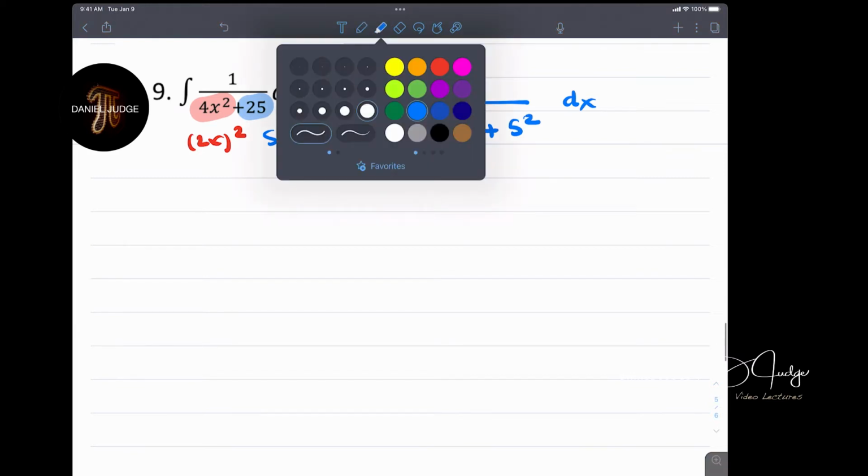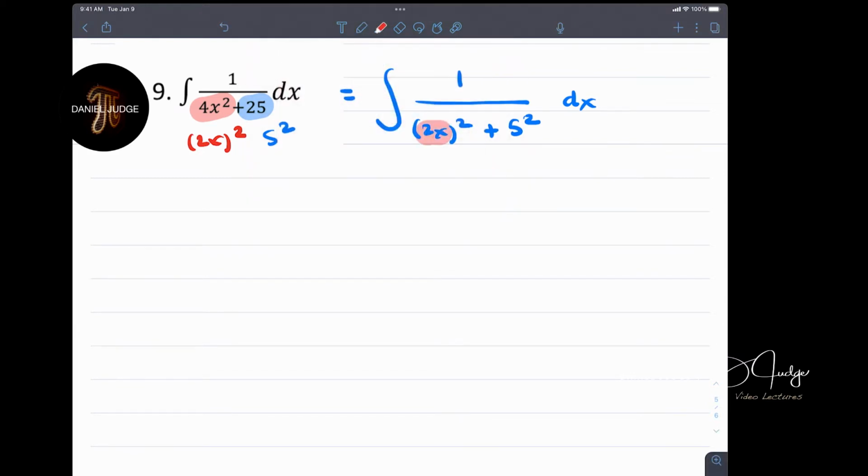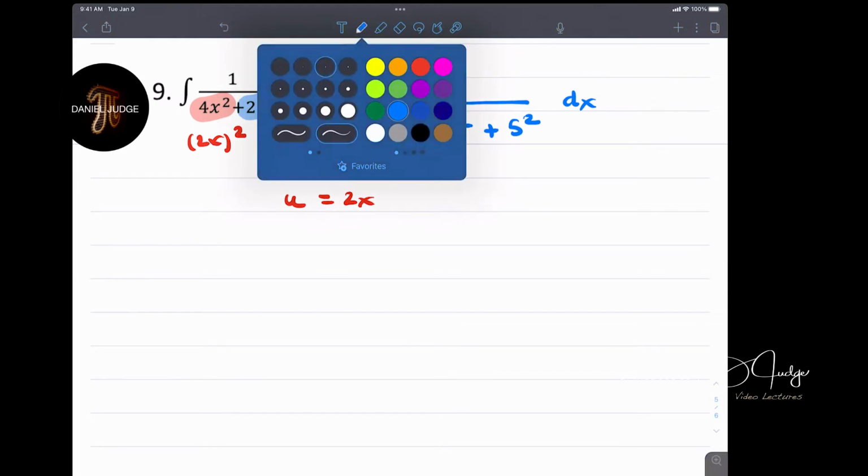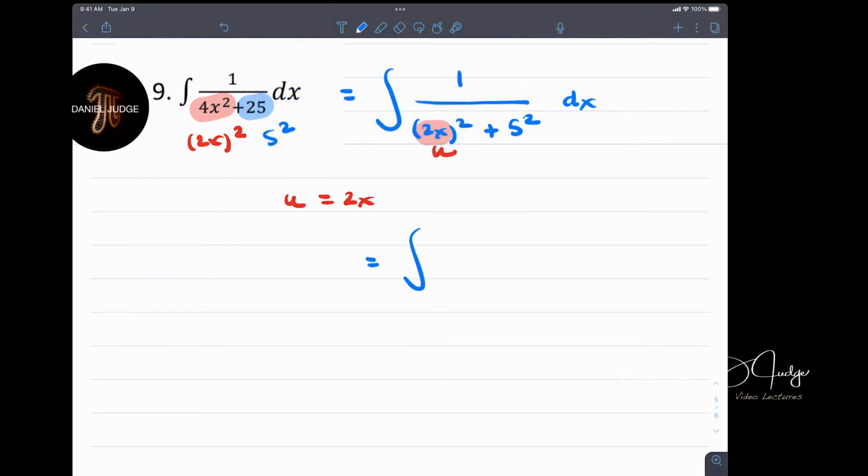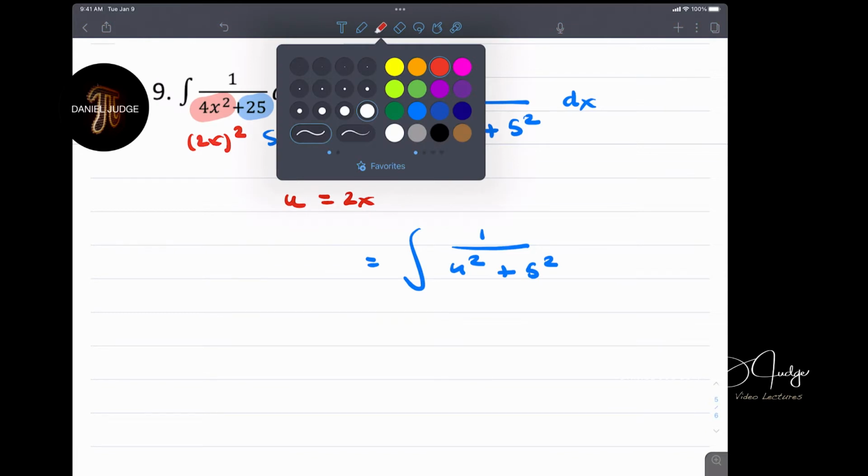Now, again, just like the last question, this is going to be my u. So you're going to let this be your u. You're going to use u substitution. So u is 2x. Okay, so we have that u. And just to kind of observe what's going on, this will be 1 over u squared when we substitute. Now, you said, why did you write this 5 squared? Now, I'm going to change that color. I guess I'll use blue.